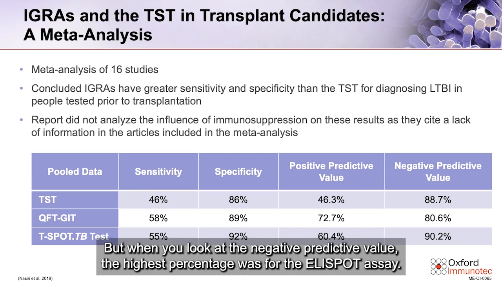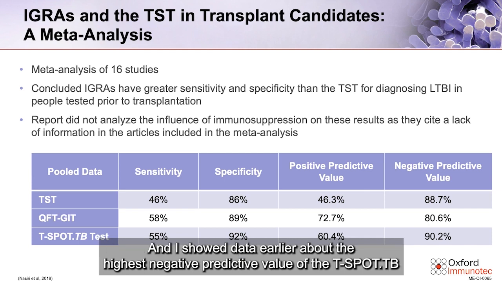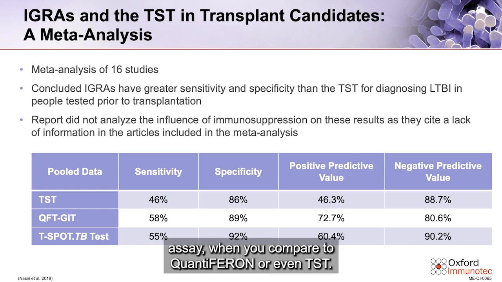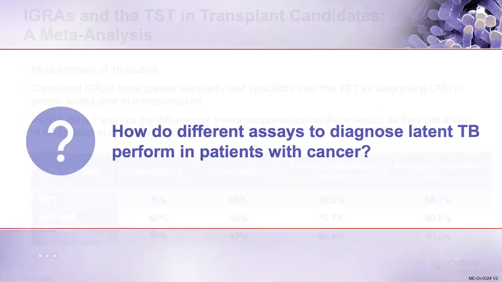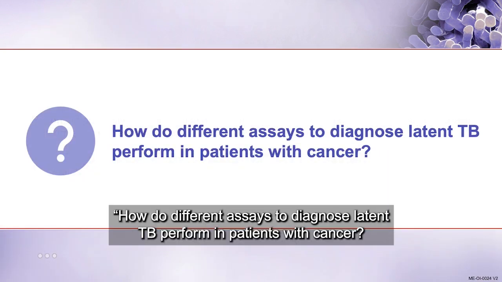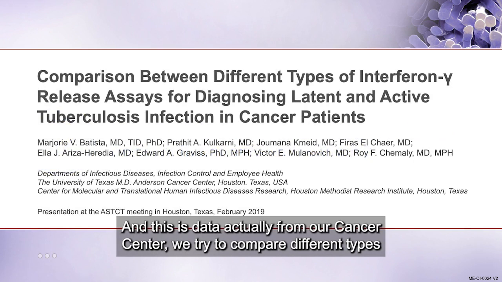But when you look at the negative predictive value, the highest percentage was for the ELISpot T assay. And I showed data earlier about the highest negative predictive value of the T-SPOT.TB assay when you compare to QuantiFERON or even TST. How do different assays to diagnose latent TB perform in patients with cancer? And this is data actually from our cancer center.